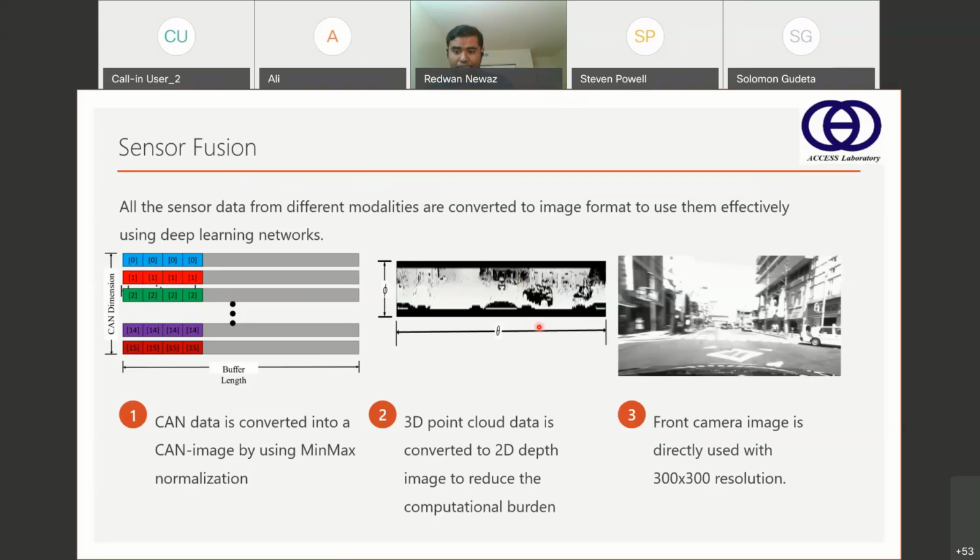On the other hand, the LiDAR provides you three-dimensional point cloud data, which requires huge memory and computation power to process.